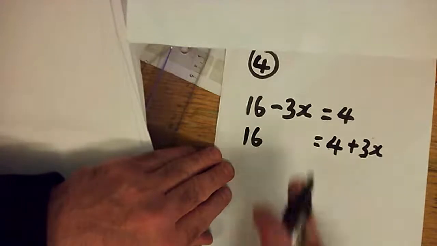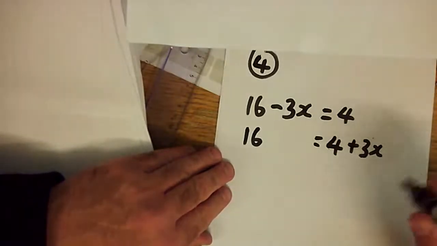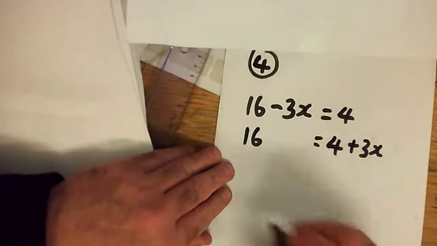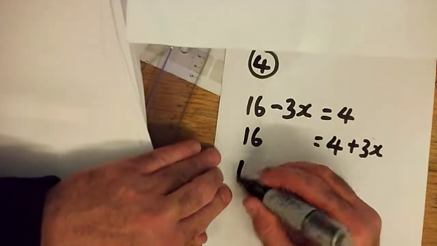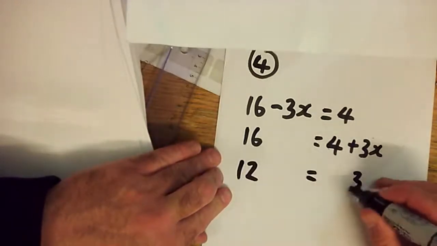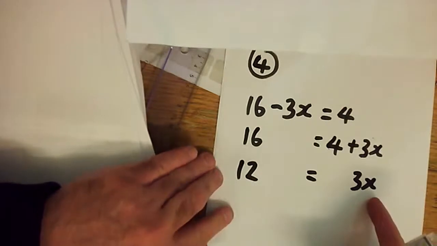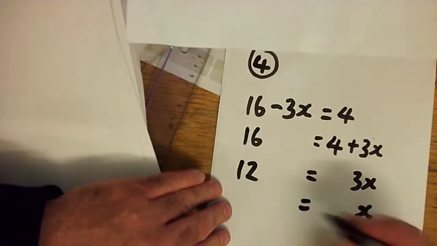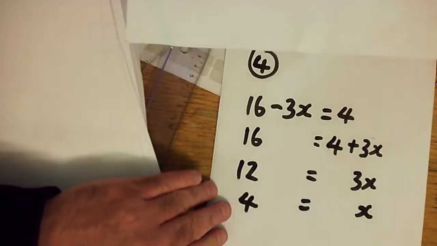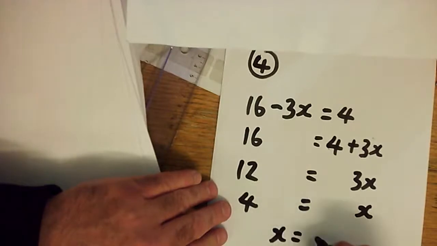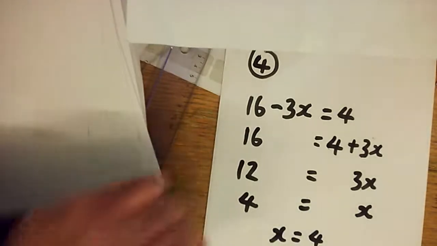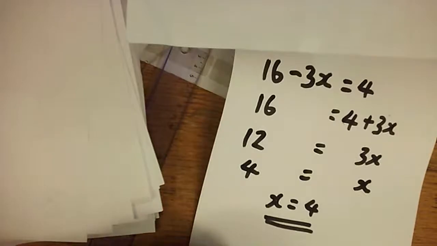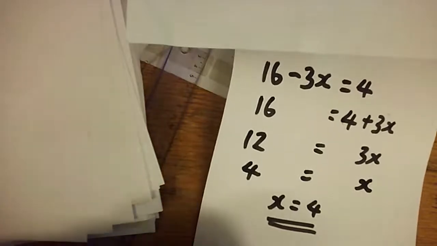So I've basically added 3x to both sides to get rid of the minus 3x. Then I'm going to take away 4 from both sides to get the bit with x on its own. And then, so 12 equals 3x, but I only want to know what 1x is. So I divide everything by 3 to get 4 is equal to x. And then just flip that round, x equals 4 to fit the convention of having the x on the left and what it's equal to on the right.